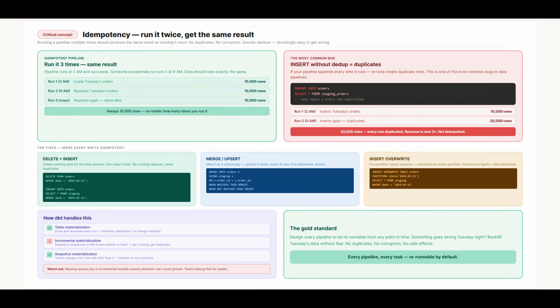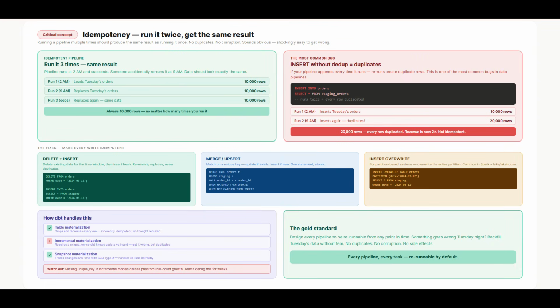If your pipeline does insert into orders, select star from staging, and it runs twice, you now have every row duplicated. That's not idempotent. And it's one of the most common bugs in data pipelines. The standard fix is to use delete then insert, or merge statements, or insert overwrite for partition-based systems. You blow away what was there for that time window and replace it completely. So if the pipeline runs 3 times, you still only have one copy of the data.